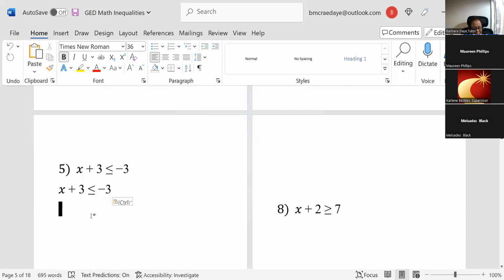I'm going to add on both sides. If you add on the left, what do you get? If I add on the left, I'm going to get a 0. If you add what? 3. What's 3 plus 3? 6. That's not a 0.